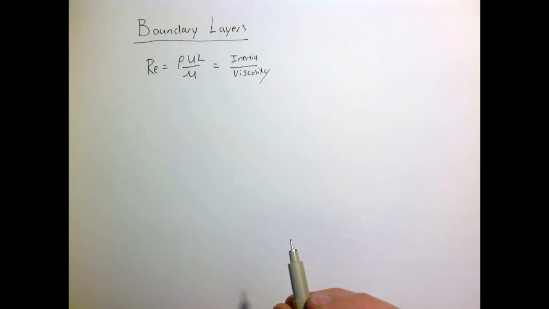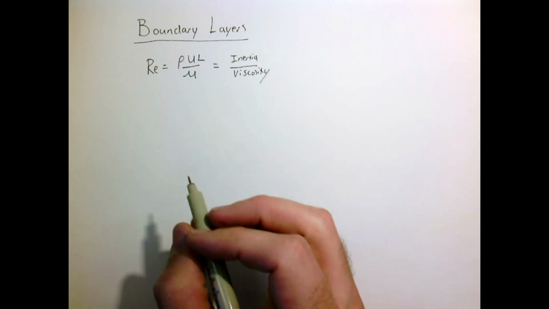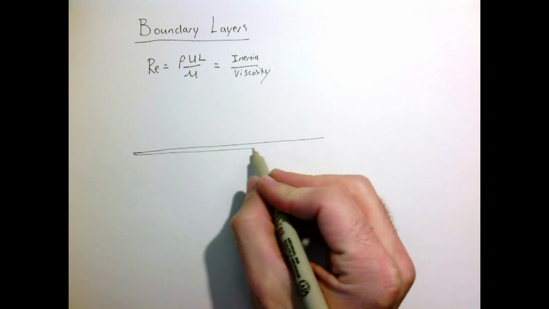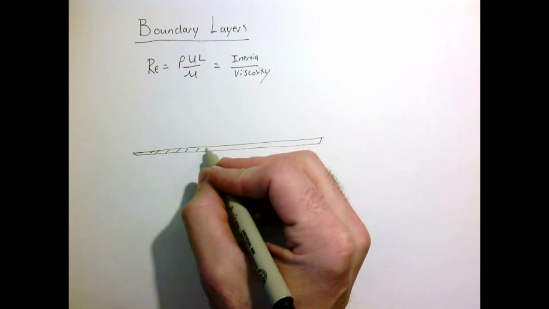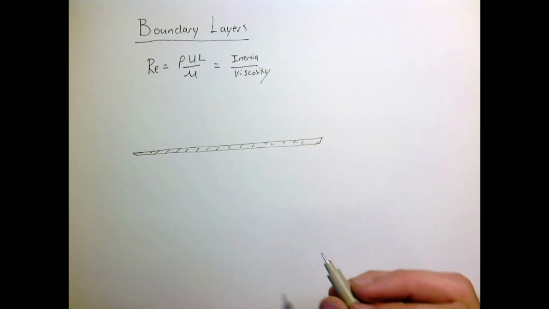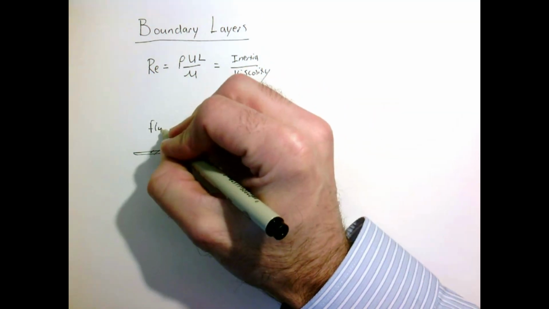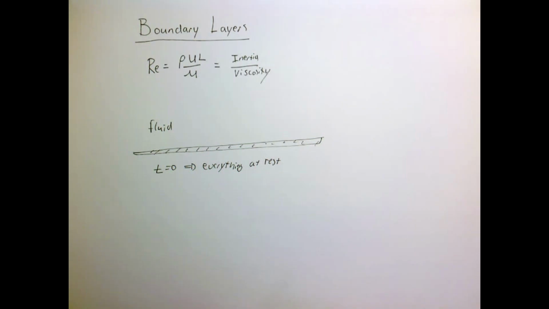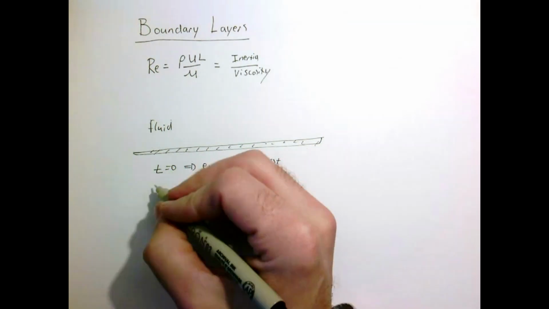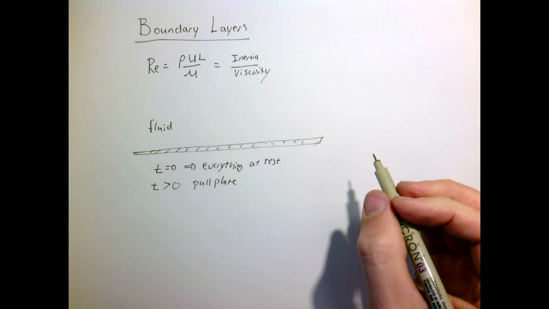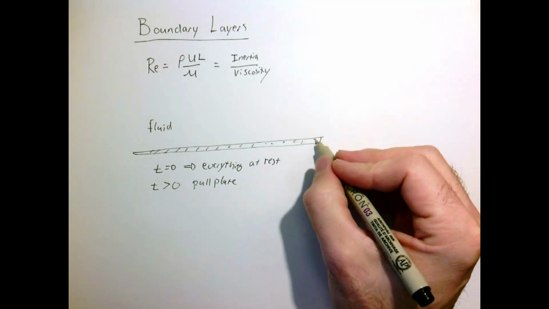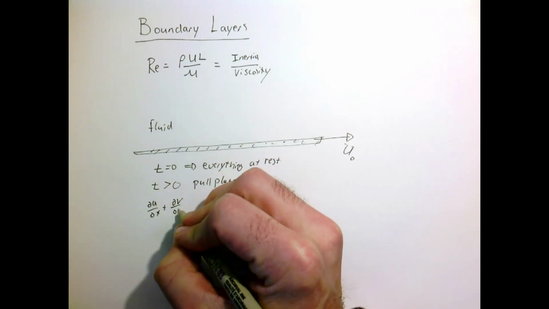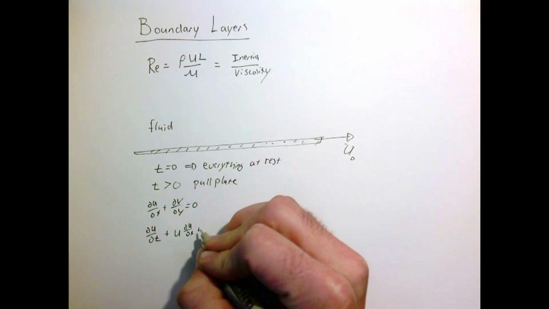So let's start with an easy case and then we'll work up to the problem we're really interested in. Let's imagine that we have a flat plate, and let's imagine this plate is very long. And on top of the plate we have a fluid. At time equals 0, everything is at rest. As soon as time is greater than 0, we pull on the plate with a constant velocity, I'll call it u0. And now we want to understand what happens in this case.